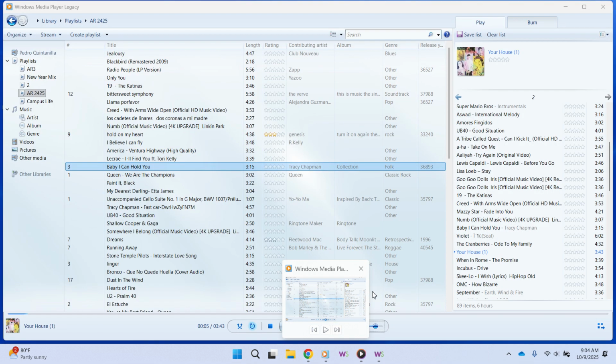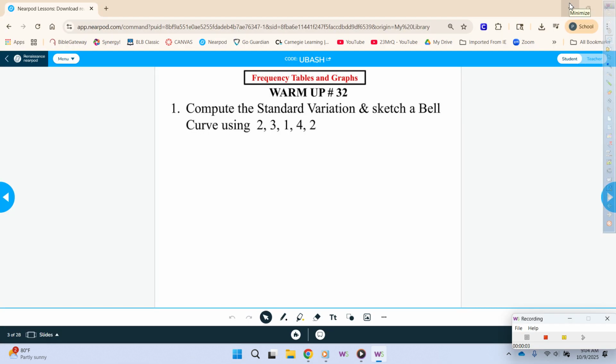All right, so warm-up number 32 should come up on your screen. Standard deviation and bell curve shouldn't take you more than 5 minutes by now with those 5 numbers. So, get that done, please, and we'll move on. However, if you're already done with a warm-up, go to Canvas, turn in your home play. It was only 2 problems. Only.